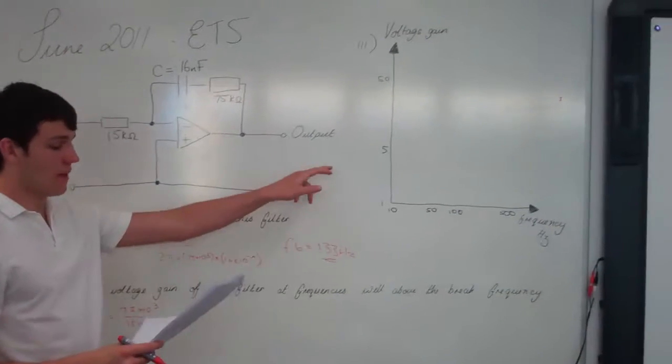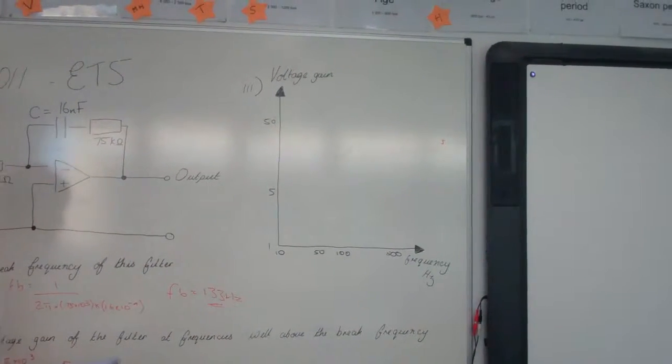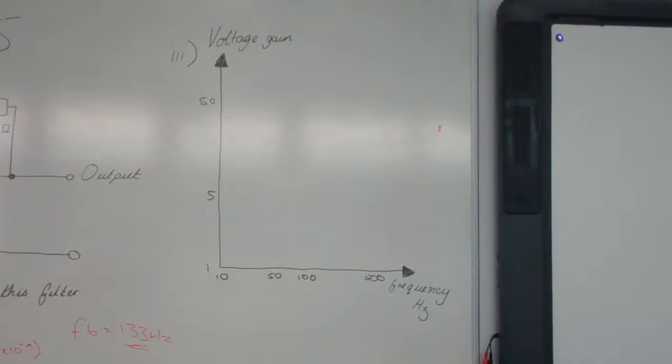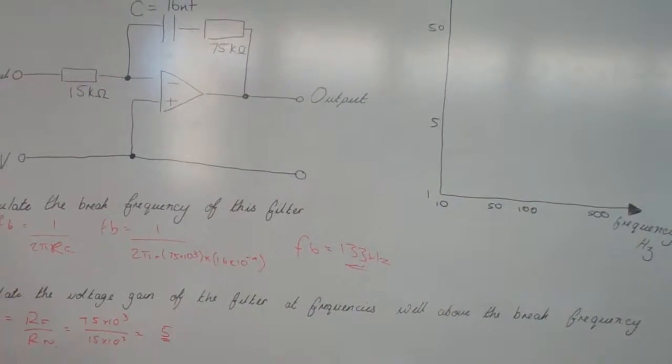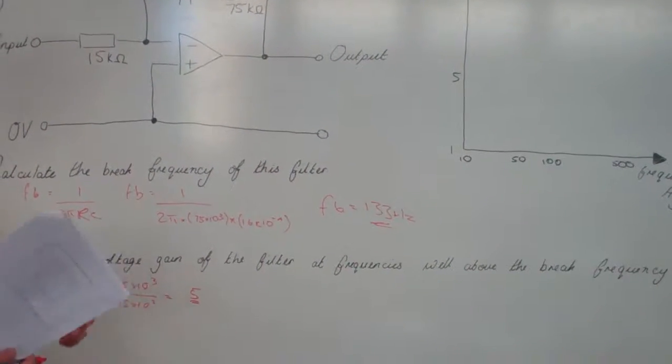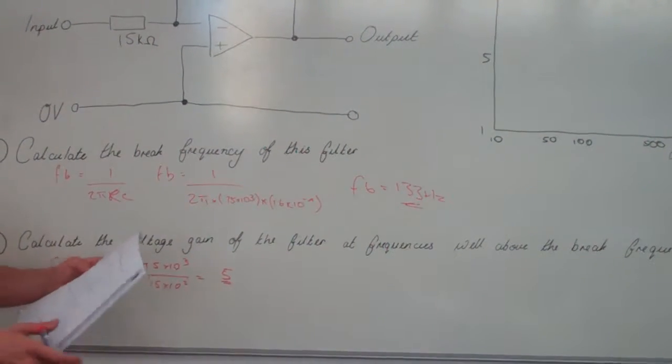Last part of the question involves this graph. It says sketch the frequency response for the filter. So the two things we now know about it, it's got a break frequency of 133 Hertz, and it's got a gain of 5 at frequencies well above the break frequency.